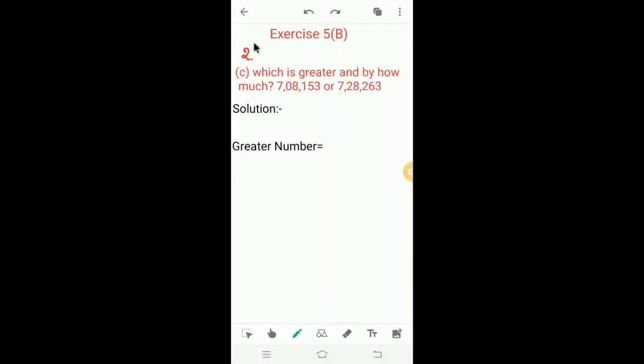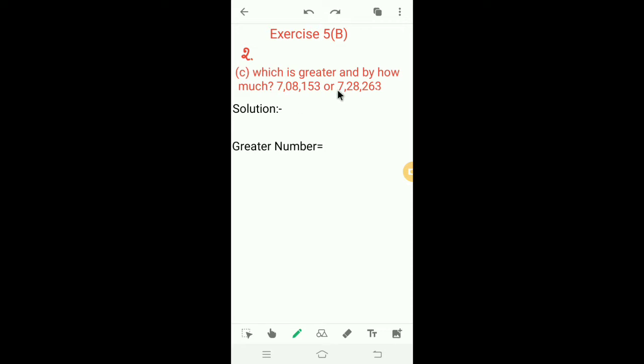Dear students, today we will continue the same exercise, exercise 5B, C1: which is greater and by how much? 7,08,153 or 7,28,263. Here, first we have to find out which number is the greatest number. After that, we should find out by how much it is greater.